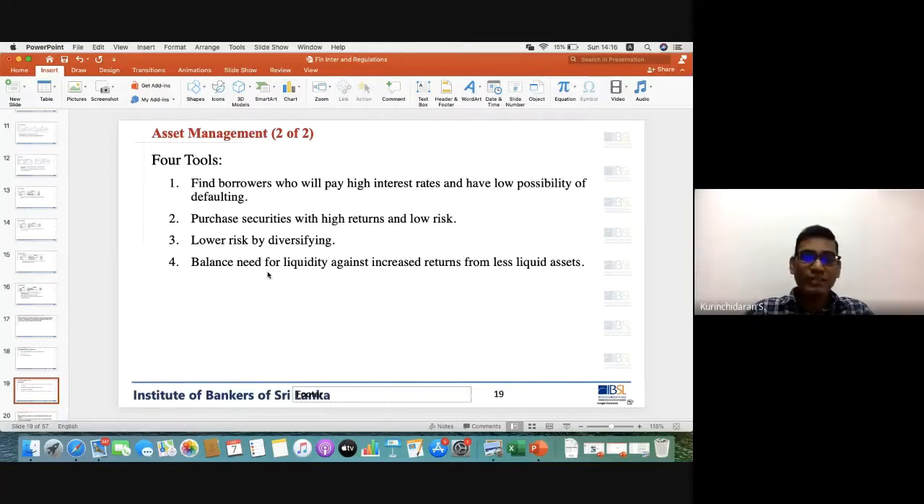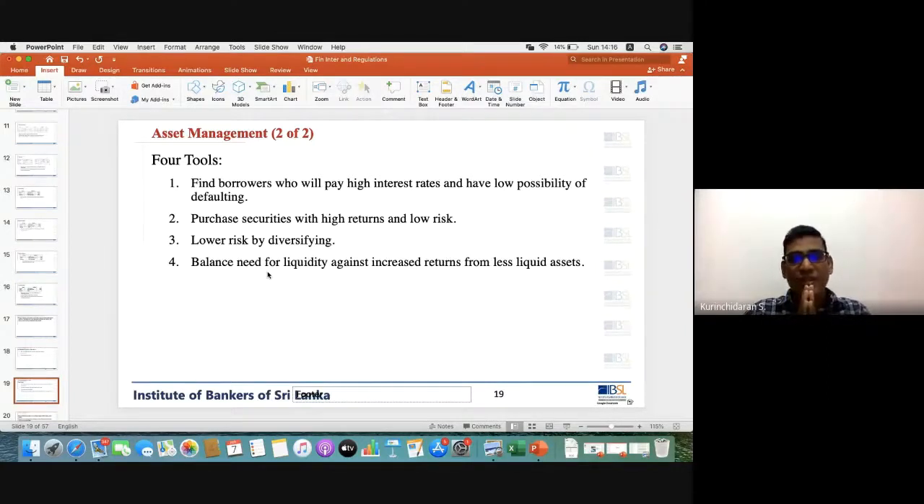That's one thing. And the second thing, this is what banks are specialized in, because they know where to get a high interest rate and to whom they can lend with low risk. They are experts in this. Okay, so the next one: purchase securities with high returns and low risk.